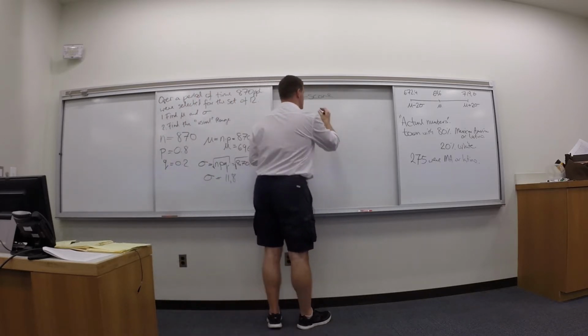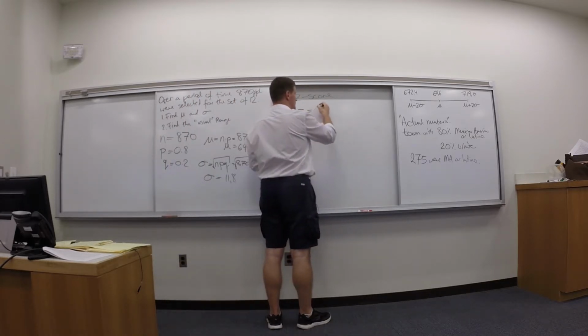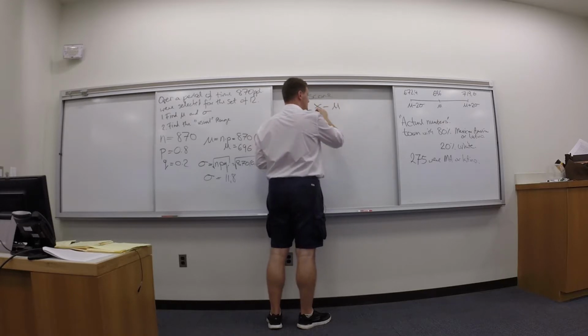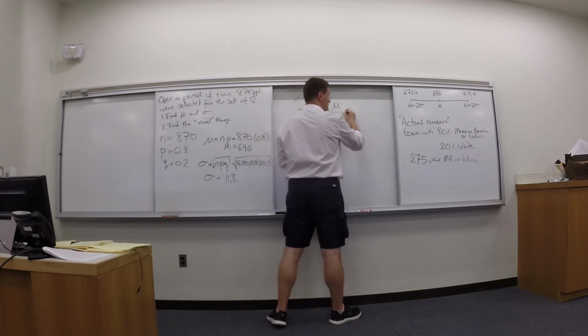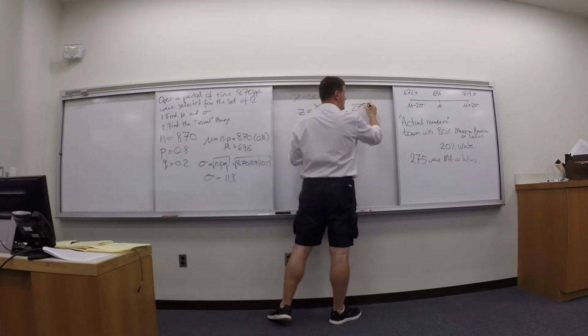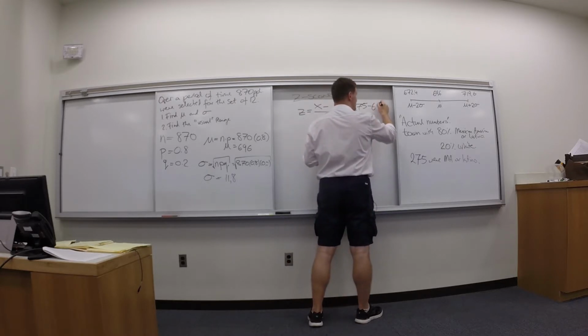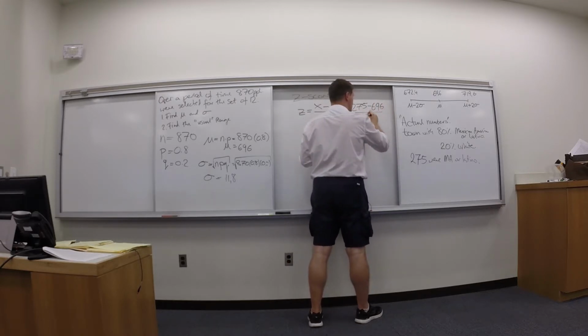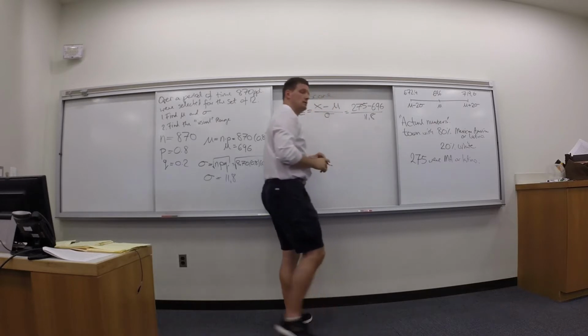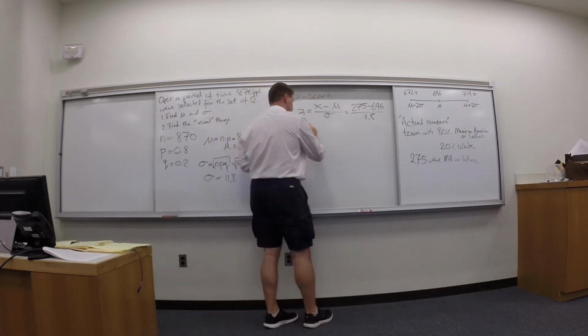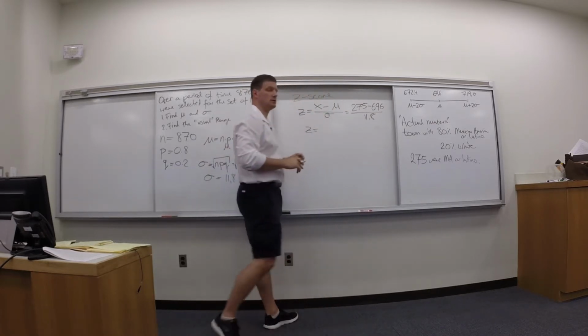So how rare is this? Well, the z-score has this formula, x minus mu divided by sigma. In our case, that will be 275 minus 696 divided by 11.8. So the z-score would be equal to what?